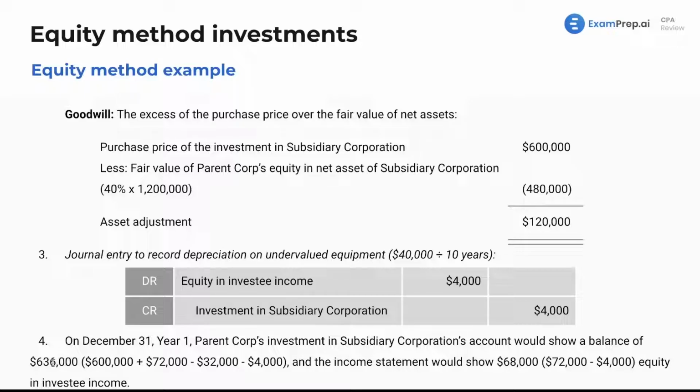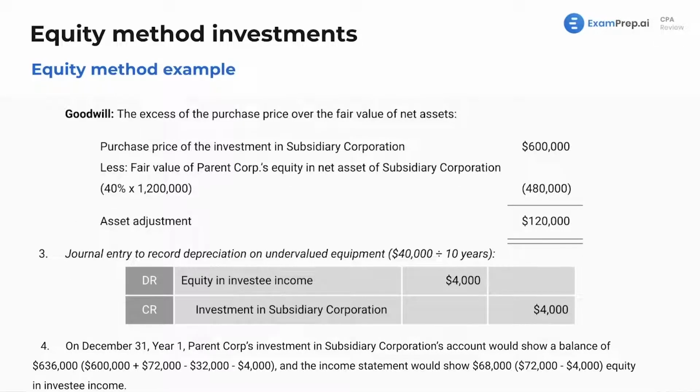The total on the balance sheet is going to be 636 for our value of the subsidiary, and then the income statement is going to display 68,000, from our 72 share of net income minus the 4,000 of our depreciation expense, essentially. This is a great example. We're running through goodwill. We're running through all of our equity method examples, what we're going to need to see here.